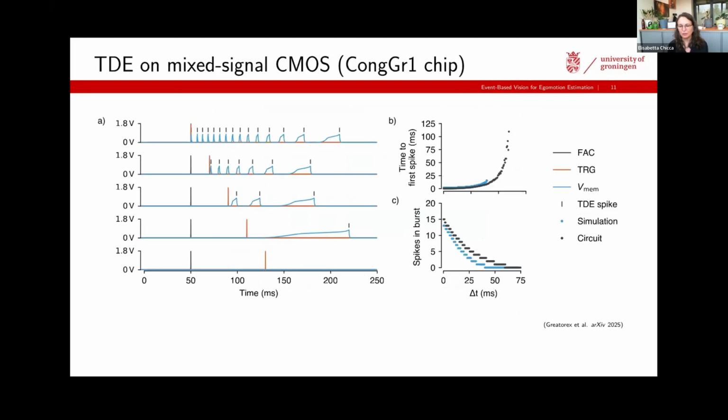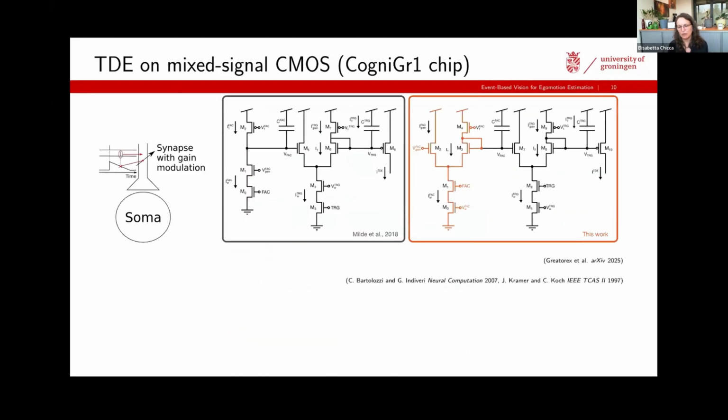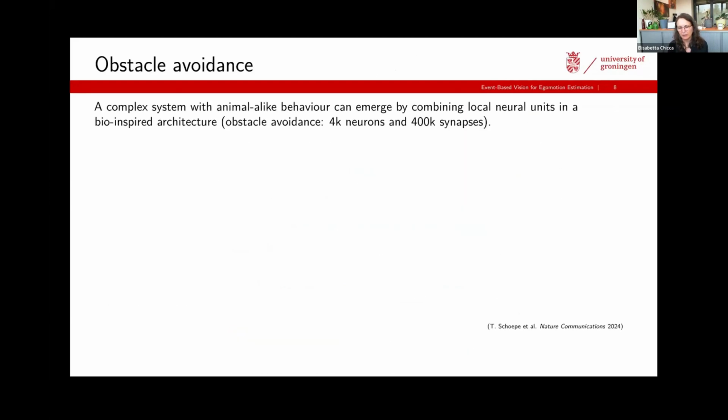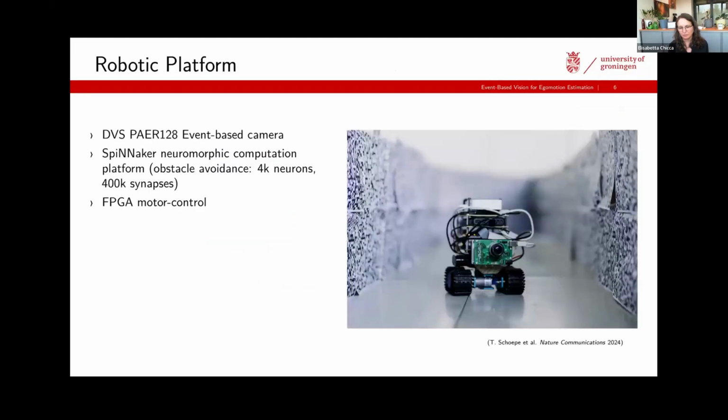So the brain of the robot was a simulation on the SpiNNaker system. And this little robot in the picture, what is it? I guess that maybe it's also something that we built. Yeah, it's nothing special. It's just a tool for us. So we built it with off-the-shelf components. But it has a DVS camera, a neuromorphic system, and we also use FPGAs for motor control.